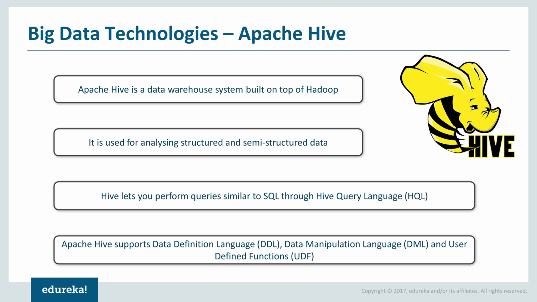Hive lets you perform queries similar to SQL through Hive query language, that is HQL. Apache Hive supports DDL, DML, and user defined functions, just like our stored procedures. What Hive did was enable people who knew databases and SQL queries to just continue their job as they were doing with RDBMS, but the same query would work on big data. So how easy is this? That is why Hive became famous. So this is all about the big picture of Hive.